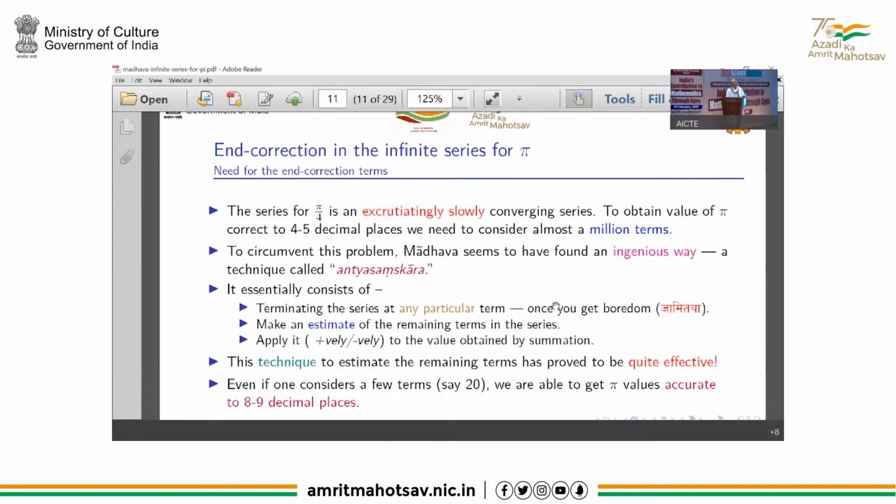We have got a nice result. What for? I mean, for the sake of fun you can have it, but if at all you want to use it, how do you use it? That is the question. So they have found another ingenious way, and that method they call Antya Samskara. Antya Samskara, which is normally done to human beings, is done for the series also.